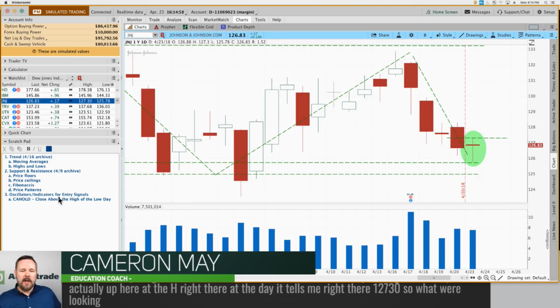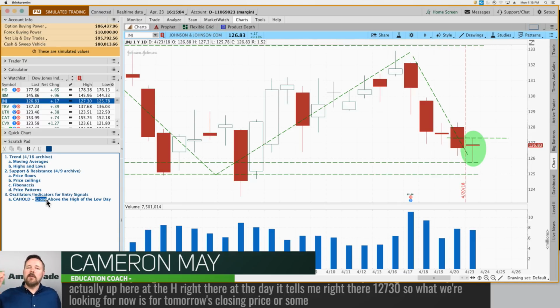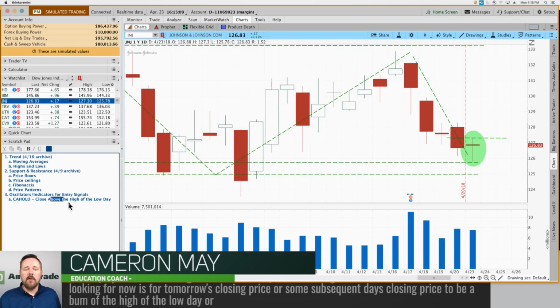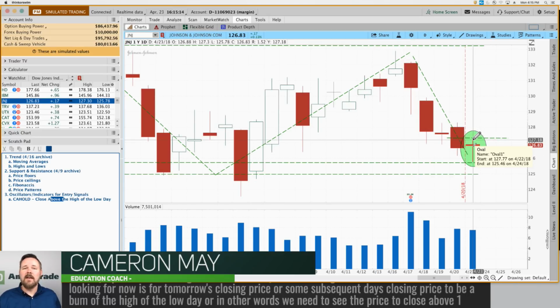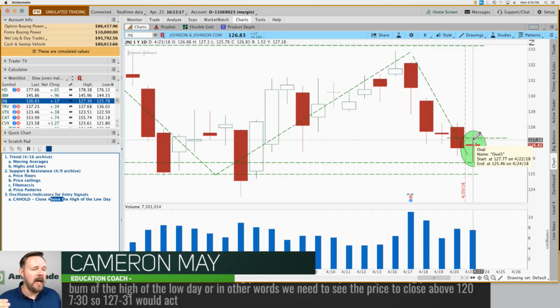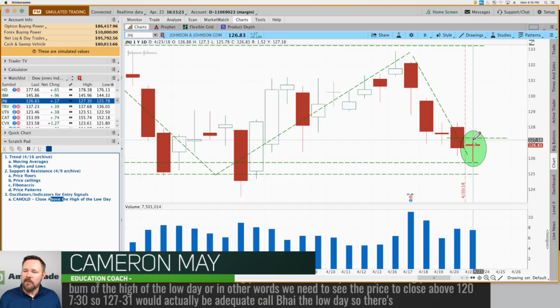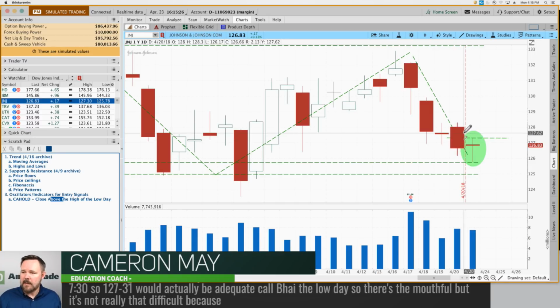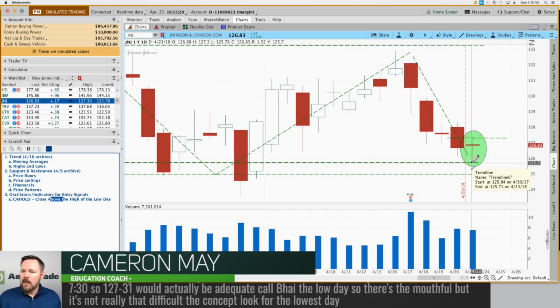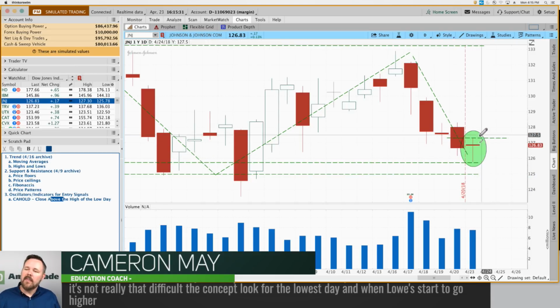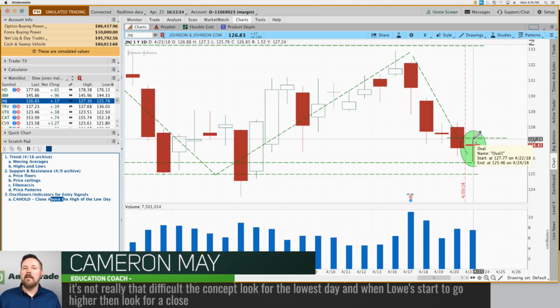So what we're looking for now is for tomorrow's closing price or some subsequent day's closing price to be above the high of the low day. Or in other words, we need to see the price close above 127.30. So 127.31 would be adequate. That would count as a close above the high of the low day. So there's the mouthful, but it's not really that difficult of a concept. Look for the lowest day, and when lows start to go higher, then look for a close above the high of that low day.